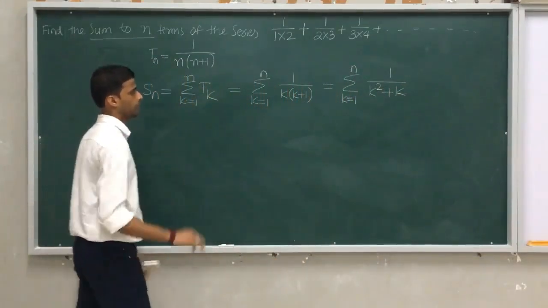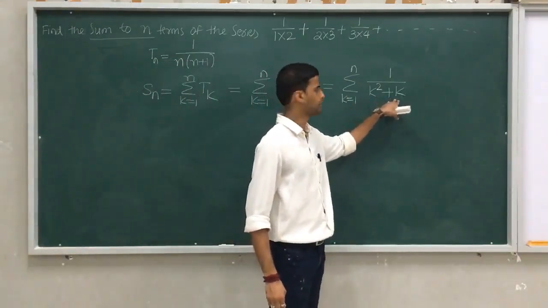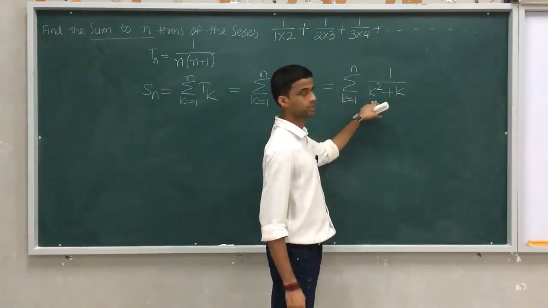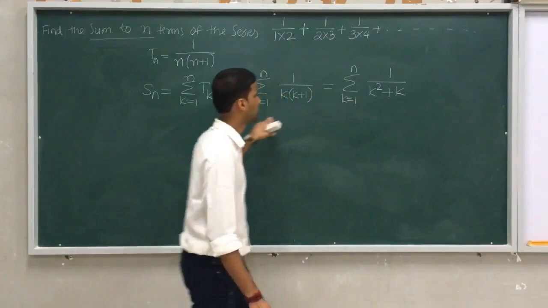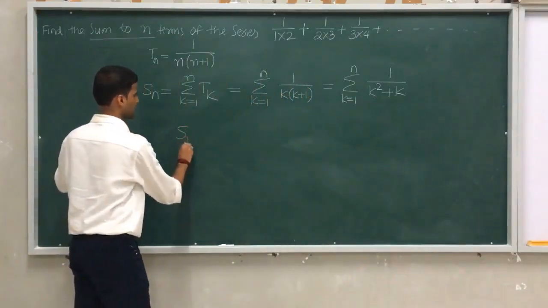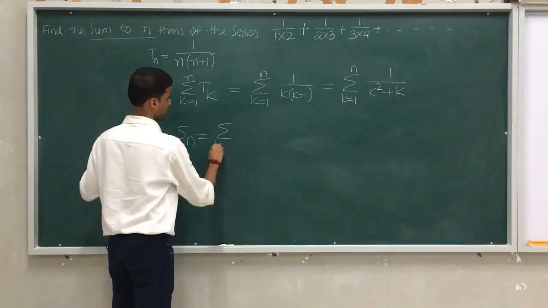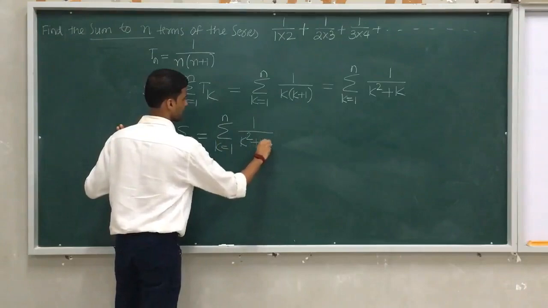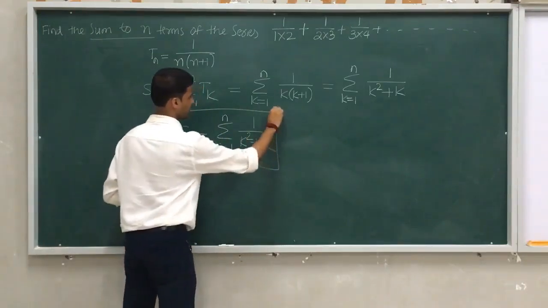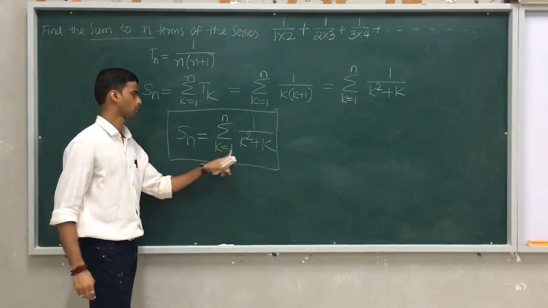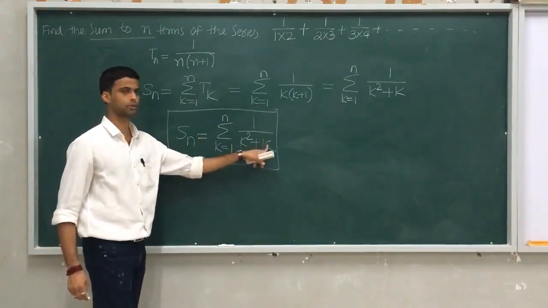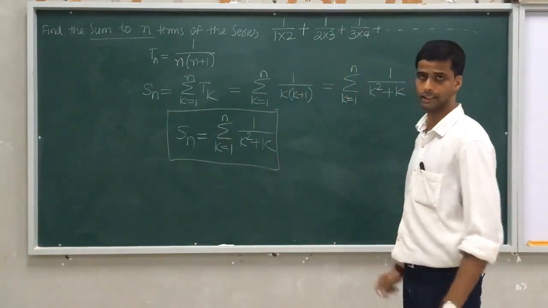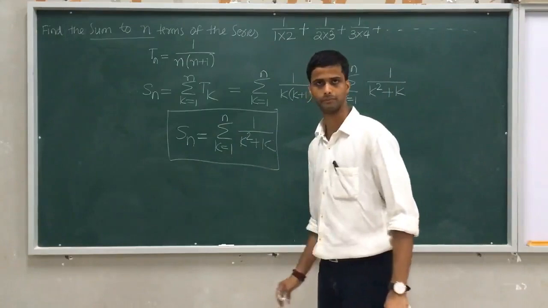So k square plus k, you can easily compute. So it suffices to say that Sn is nothing but the summation of k from 1 to n of 1 divided by k square plus k. Because if you want to find the first 3 terms, put k from 1 to 3 and you will easily get the answer. So this is nothing but the sum to n terms of this series using this wonderful concept. Okay, fine.